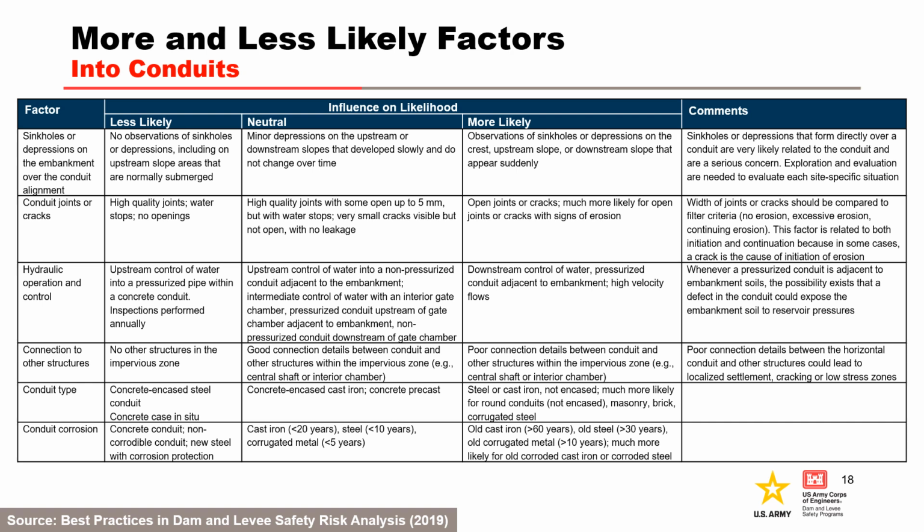This table from the Best Practices Manual can be used to help assess the likelihood of open defects in conduits. It can be used as a starting point, but the risk team must develop project-specific more likely and less likely factors to guide subjective probability estimation. The factors in this portion of the table address sinkholes or depressions in the embankment over the conduit alignment, conduit joints or cracks, hydraulic operation and control, connections to other structures, conduit type, and conduit corrosion.